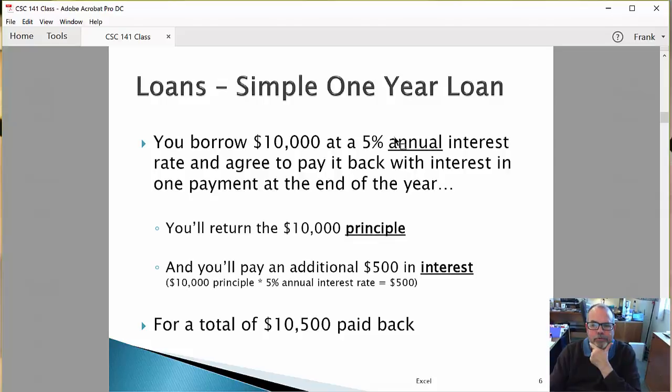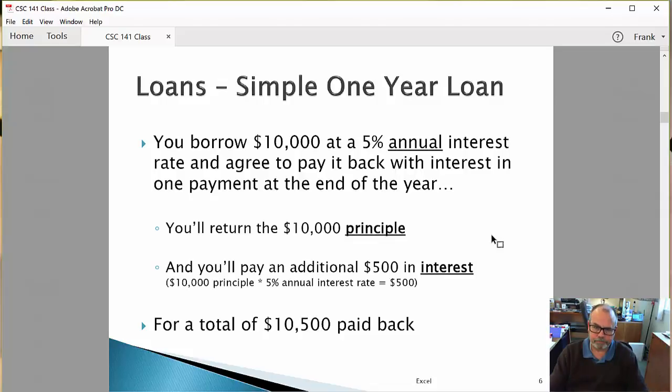So, okay, 5% annual interest rate, you pay it all back. At the end of the year, you'll return the $10,000 of principal, that's the present value also, and you'll pay an additional $500 in interest. That is the $10,000 principal times the 5% annual interest rate equals $500. So at the end of the year, you pay back a total of $10,500. And the $500 is the rent that you paid on the $10,000 to have it for the period of that year.